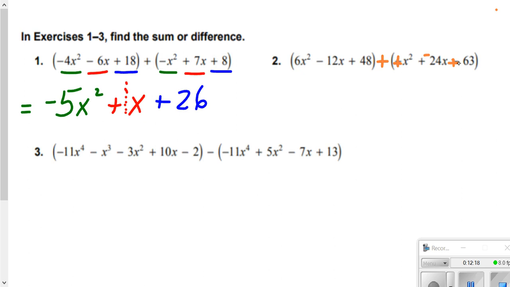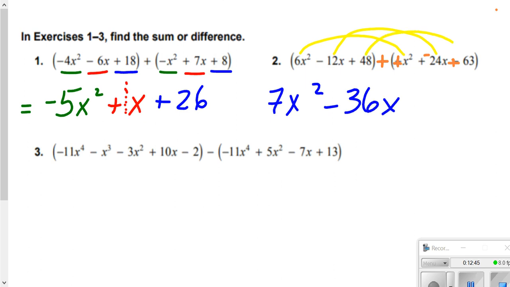At that point, you now have made it into a question like problem 1, where all you have to do is combine like terms. So for instance, 6x squared plus positive x squared is 7x squared. Then I'm going to go to the plain x's, and I'm going to say, well, I have negative 12 plus negative 24x, so that would be negative 36x. And then for my constants, I have 48 plus 63. I do have to think about that a little bit, but that's 111.